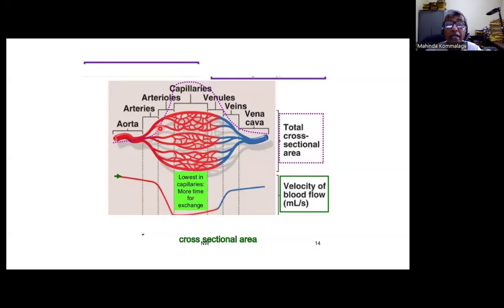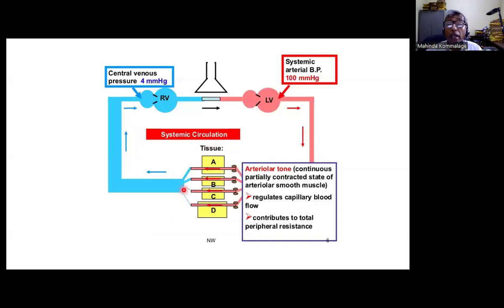So this is the arrangement of aorta, artery, arterioles, capillary, venules, veins, vena cava. This is how velocity, the rate of blood flow, varies, along with total cross-sectional area. In this way, let's say this is from the left ventricle, aorta, blood is pushing. This is tissue, capillary, and veins, collecting blood back to the heart.